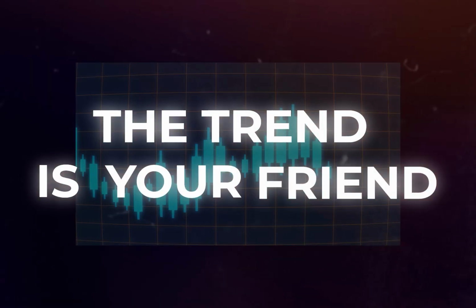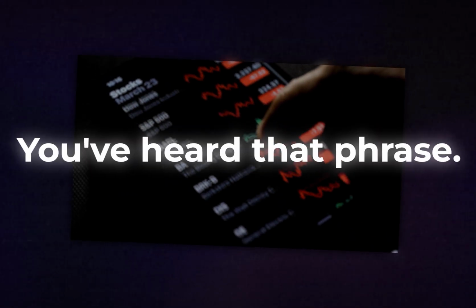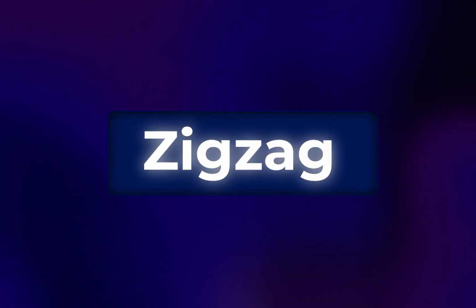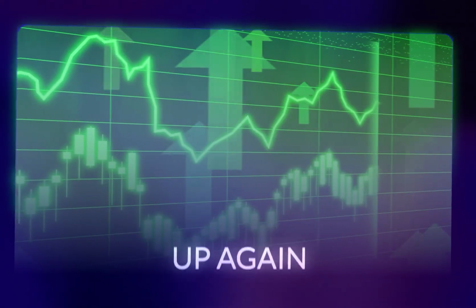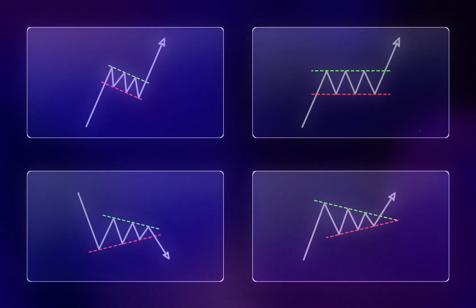The trend is your friend. If you've spent any time learning about trading, you've heard that phrase. Markets don't move in straight lines, they zigzag. Up, pullback, up again, down, bounce, down again. Those zigzags, the peaks and troughs, move in a direction, and that direction is what we call the trend.